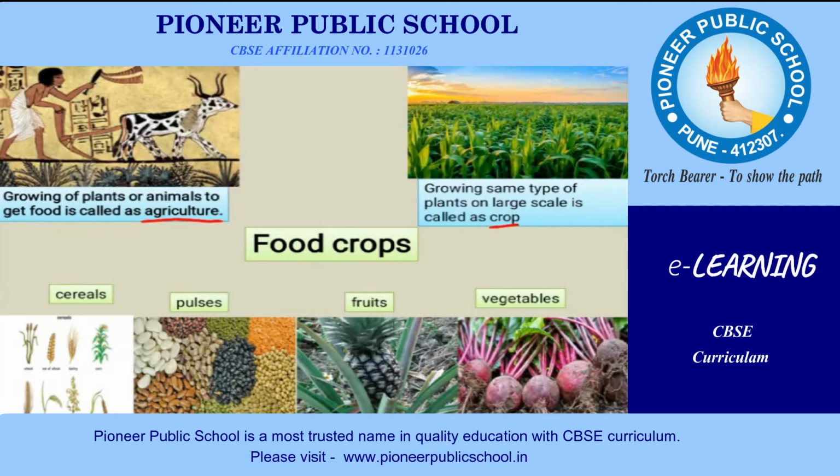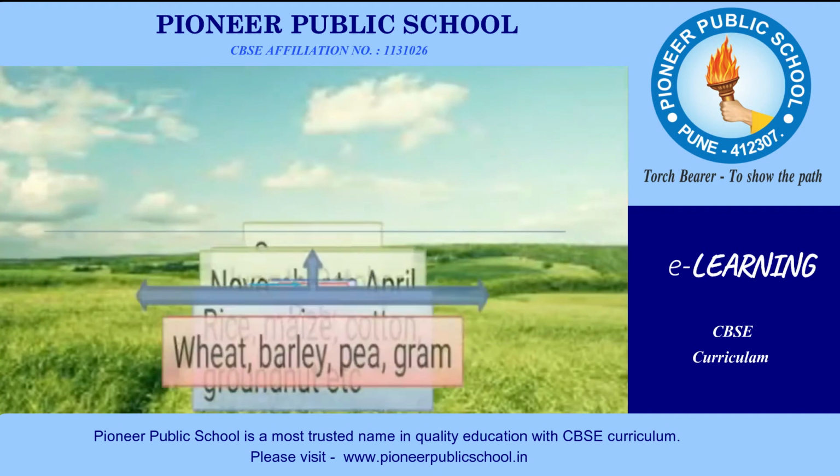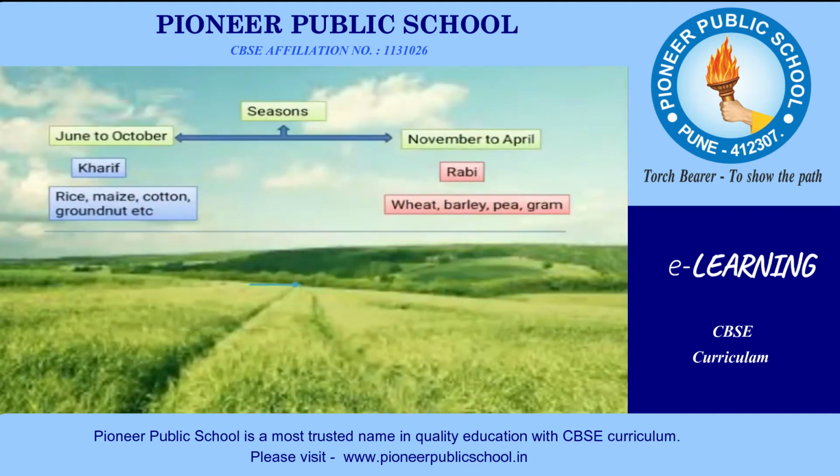Now, dear students, farmers, they are working continuously throughout the year in their fields, and according to the months they are working in year, there are two seasons of field practices. The first is Kharif season, which is starting in month of June and ends in month of October. While second season, that is Rabi, that starts in month of November and ends in the month of April. In these two different seasons, different types of crops will be grown. In Kharif season, farmers grow rice, maize, cotton, groundnut, etc. While in Rabi season, farmers grow wheat, barley, pea, gram, etc.